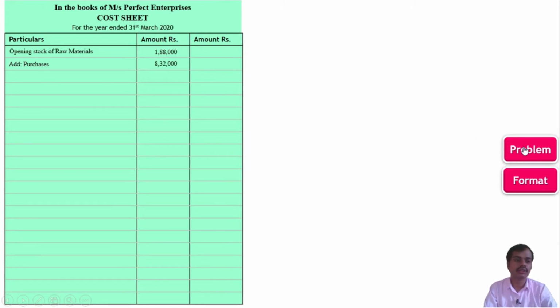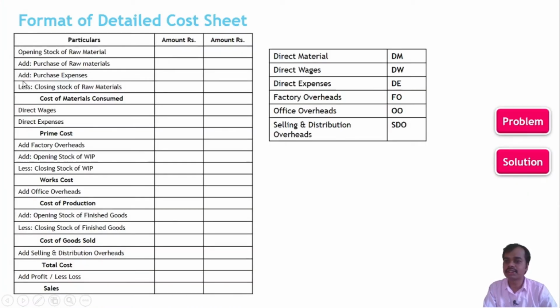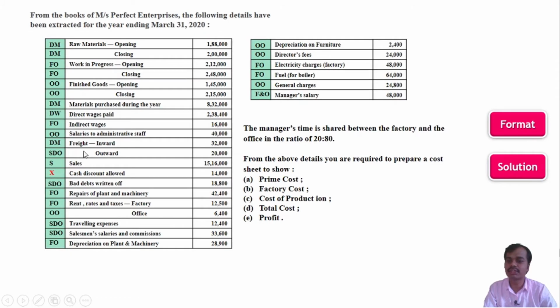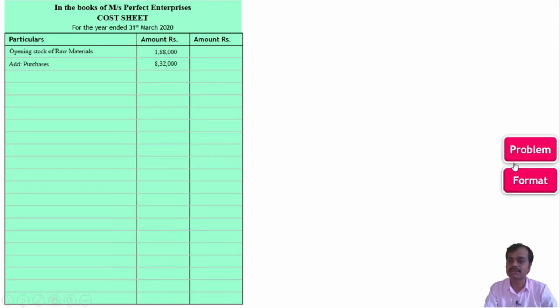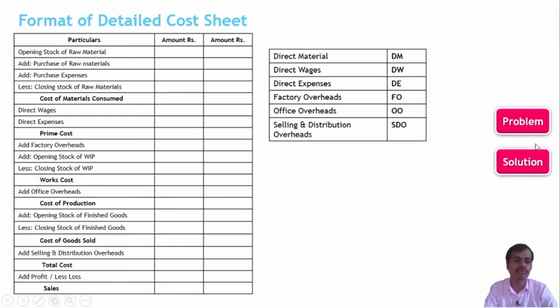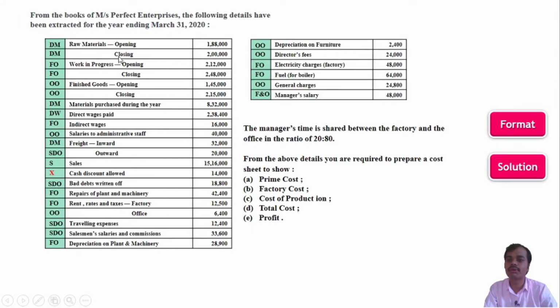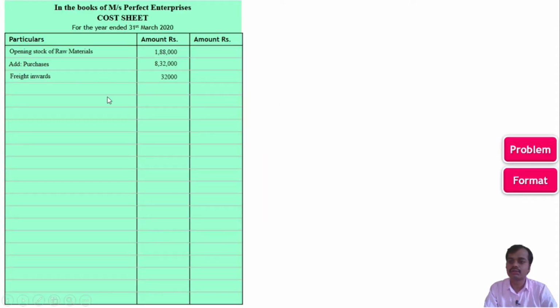Then as per the format, next item is add purchase expenses. In the problem the purchase expenses is given as freight inward or carriage inward. These are the purchase expenses. So freight inward we have to add as a purchase expense, freight inward rupees 32,000. And next we have to less closing stock of raw material. In the problem the closing stock of raw material is given 2 lakh rupees.